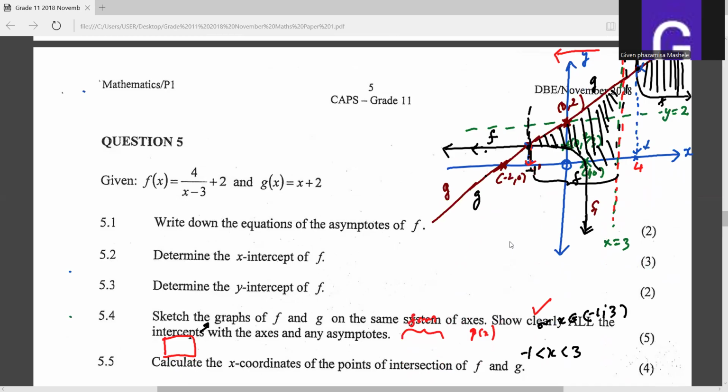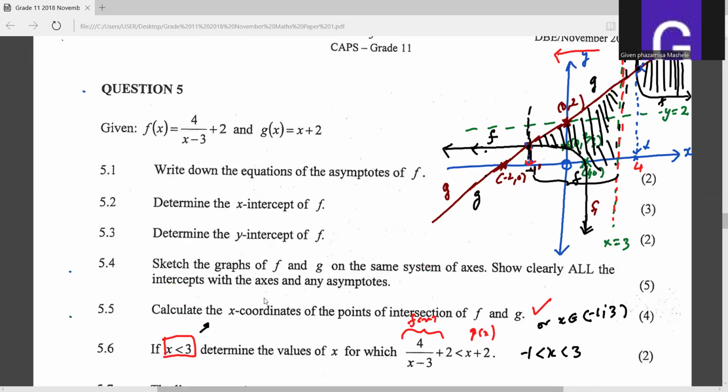So they told us that the equation y equals x minus 1 cuts the f at p with coordinate (1, 0), and also at q. So we need to determine the coordinate of q. What does it mean? It means this line intersects f at this point.